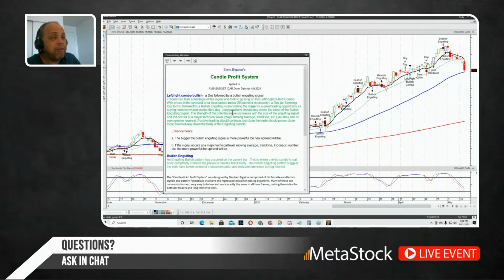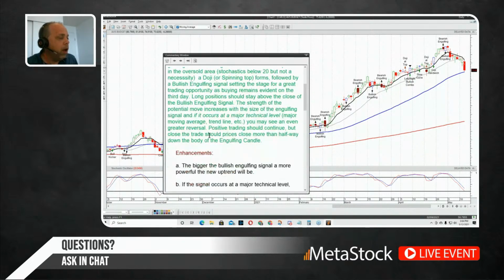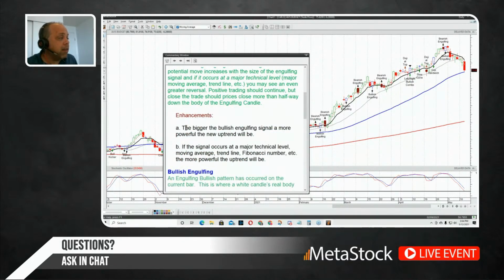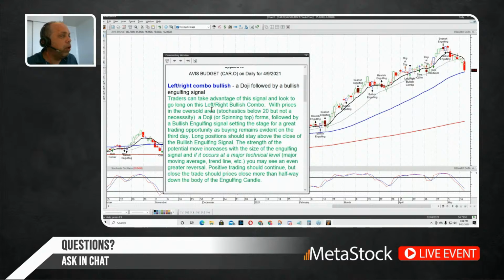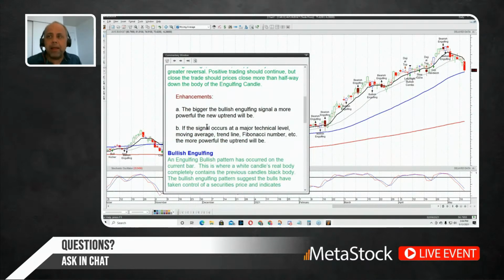Each of the patterns has a different definition. Right here, we've got the left-right bullish combo. If you see enhancements on here, it's going to tell you, okay, if I ran a scan and there's a bunch of bullish engulfing symbols or left-right combos, this is what I'd look for to make that a more powerful signal.